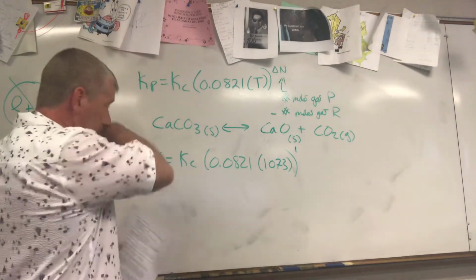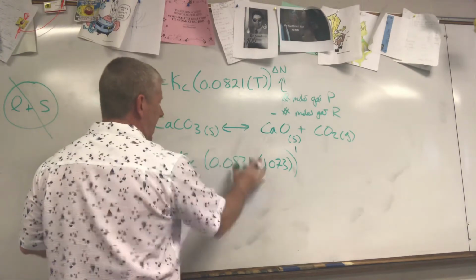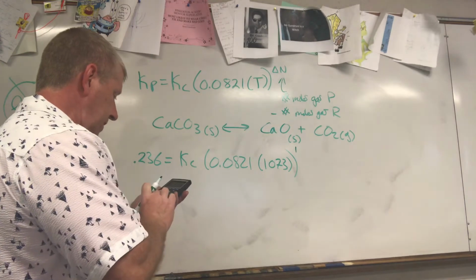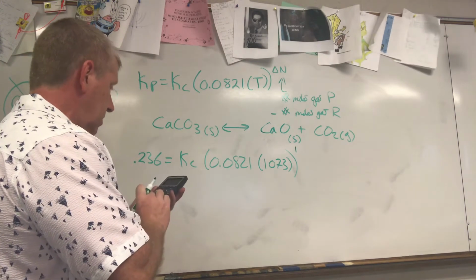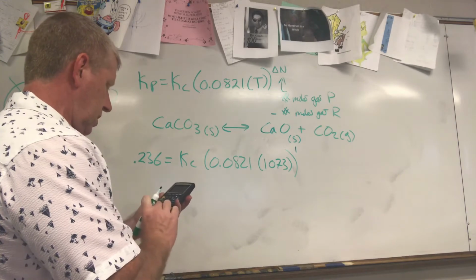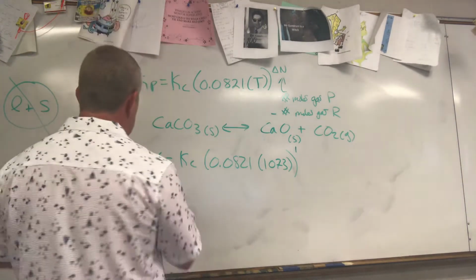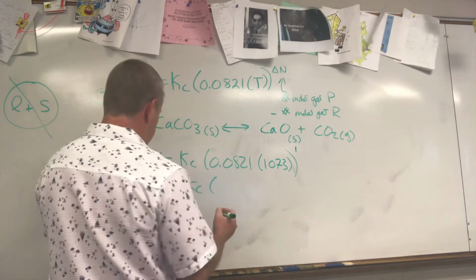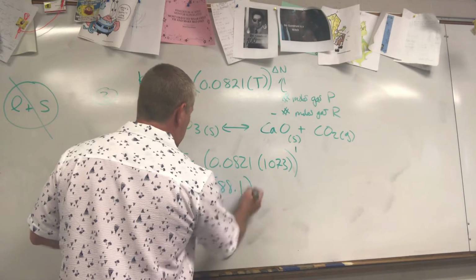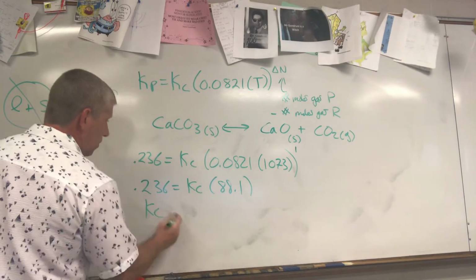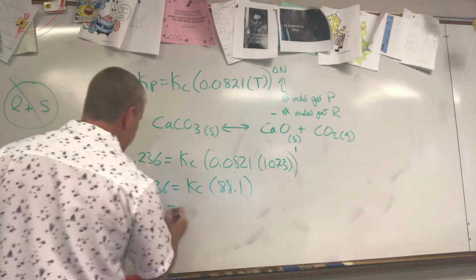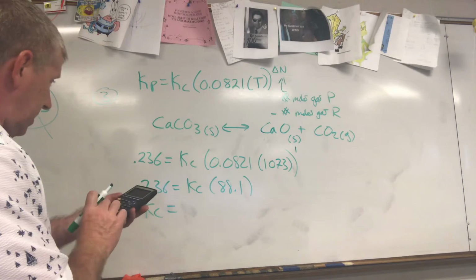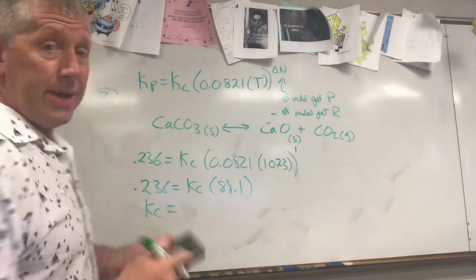So I'm going to go ahead now and do the math. I need to multiply those two out and get a value. So let's multiply our 1,073 times 0.0821, and we get 88.1. So 0.236 equals Kc times 88.1. Solving for Kc, we'll divide both sides by 88.1. So 0.236 divided by 88.1.